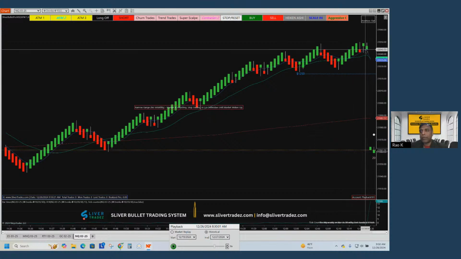If it opens below the previous day's New York session close, I mean, futures market is open 23 hours a day, but I'm taking the New York session's close as a reference. And since the market opened below the New York session's close from the previous day, I will take a short trade. So that's why the short button is on.